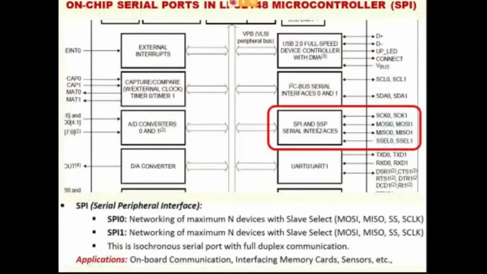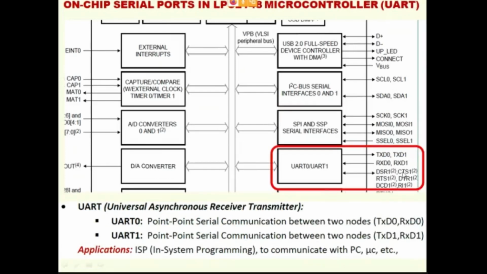Look at the screen. This is SSP. All memory cards use SPI communication. So a lot of audio and video communication is possible with the help of the SPI serial communication protocol. And most favorite, all of us will celebrate only UART. The most favorite UART is here. So there are 1 USB, 2 I2C, 2 SPI, and 2 UART, the universal asynchronous receiver transmitter.